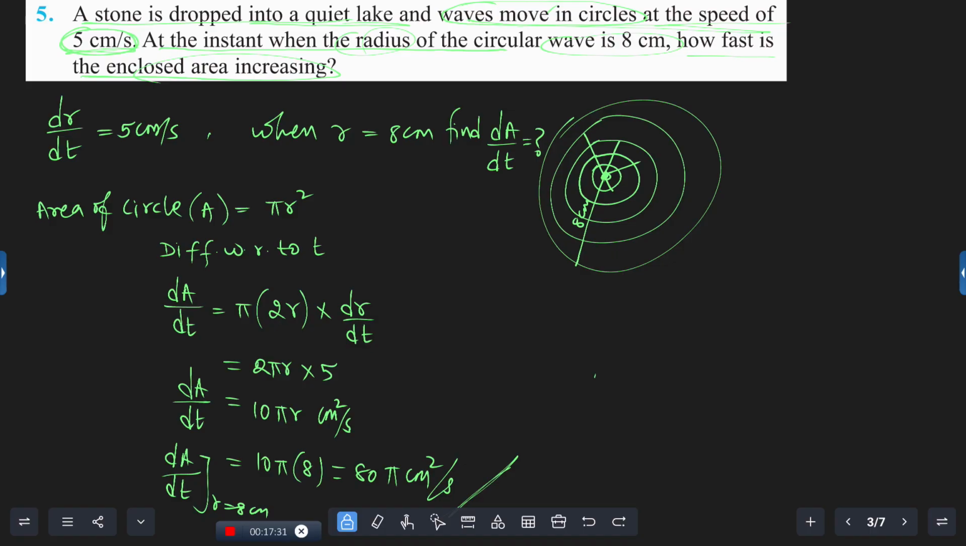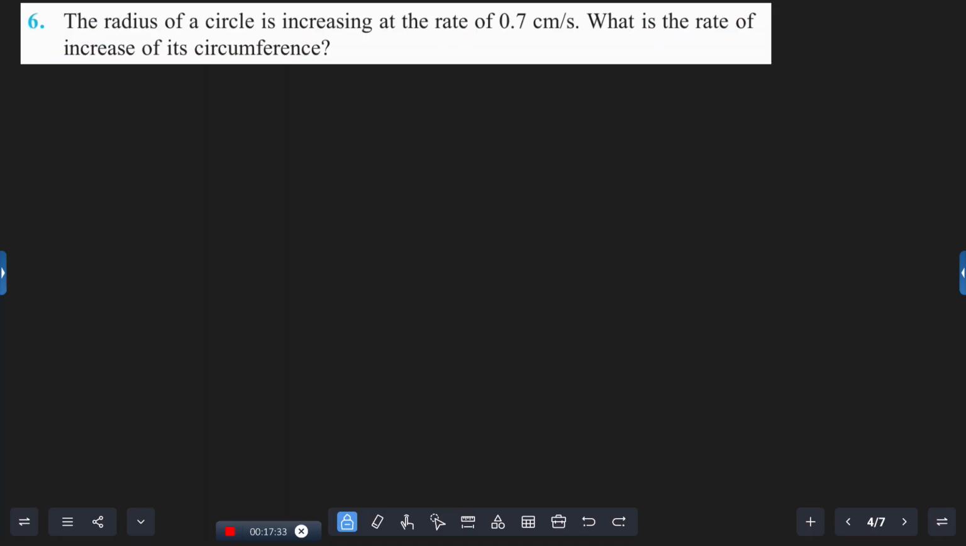Is anyone? Right. Raja, next question number 6. Radius of circle increasing at the rate of 0.7 centimeter per second. So radius only is increasing at the rate, so that dr divided by dt is equal to 0.7 centimeter per second. What is the rate of increasing of its circumference?